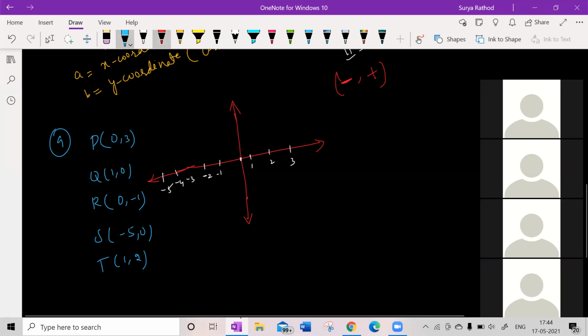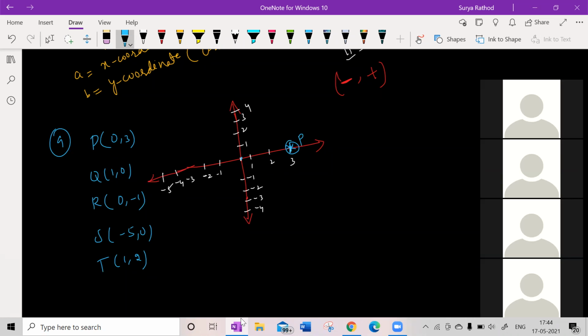(0, 3). Let me write here: 1, 2, 3, 4, and -1, -2, -3, -4. Clear? So (0, 3). The point is going to be here. This is my point P.